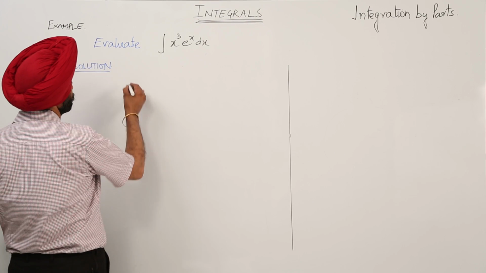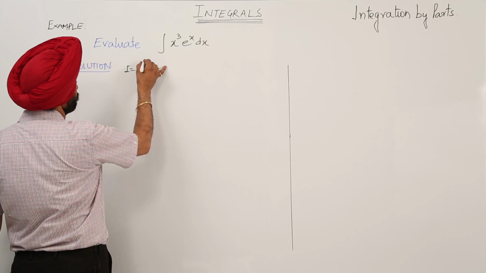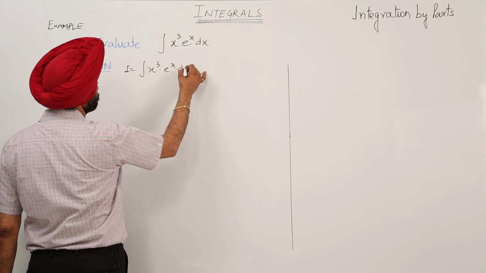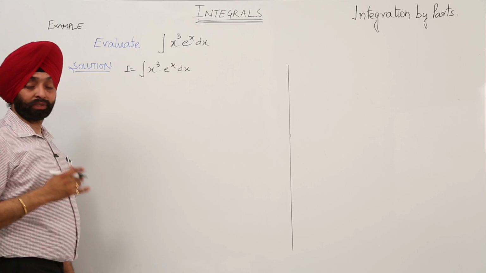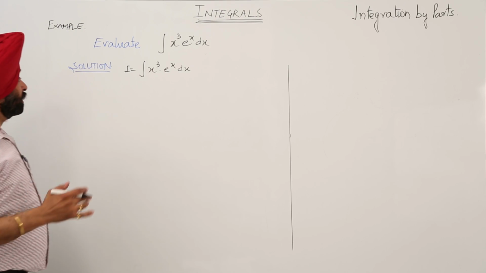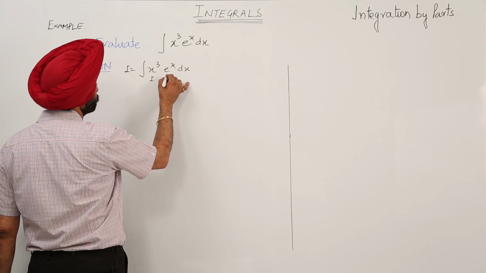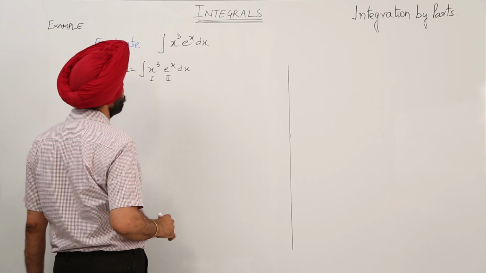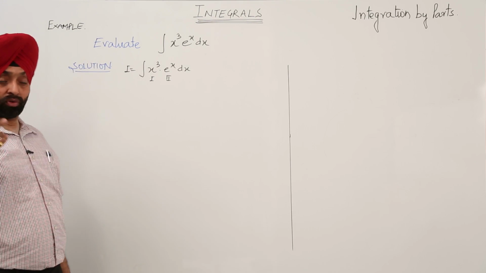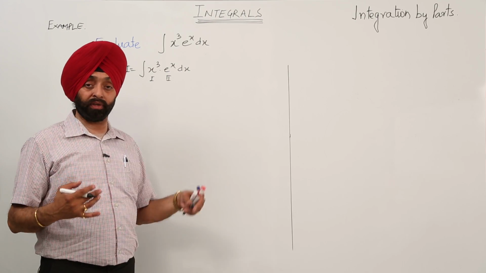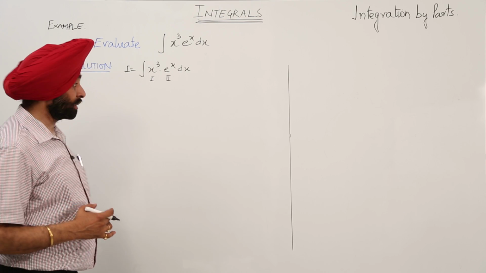In this question we are having integral of x cube e raised to power x dx. Now according to the technique LIATE, ILATE, we are going to take this as a first function, this as a second function. Now my request is, just take this as a first and this as a second and then start solving, and then see what result you are getting.